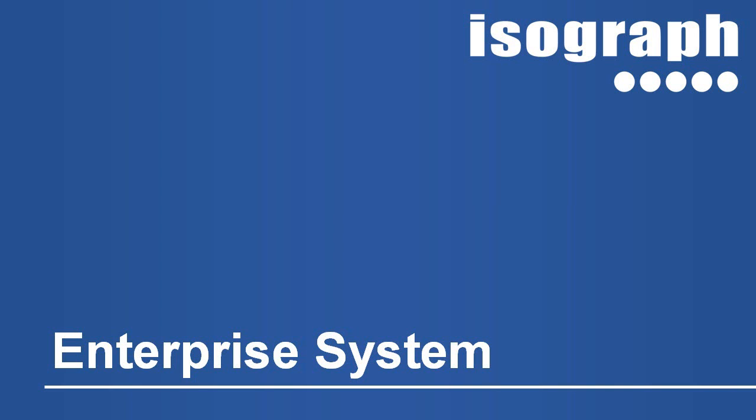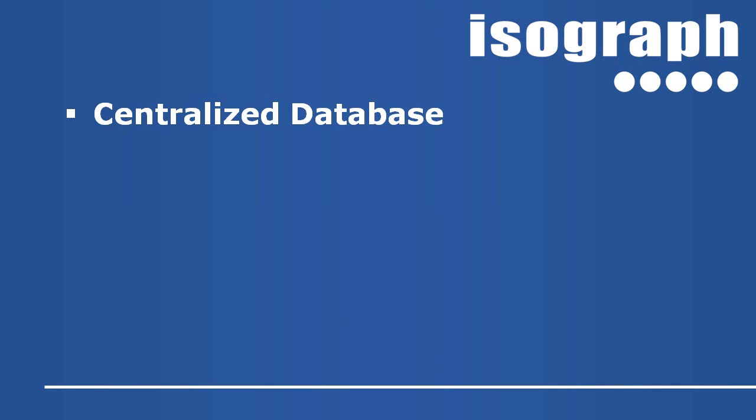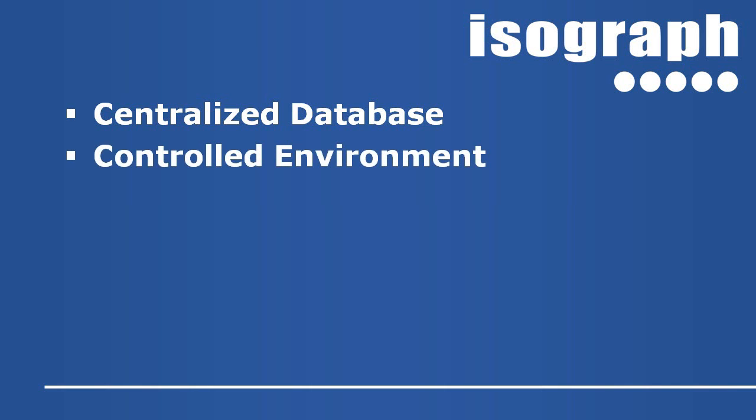Hello, and welcome to the online demonstration of Isograph's Enterprise System, a project library database that provides organizations with a powerful and flexible system for sharing and controlling information in Isograph software projects. The Enterprise System allows organizations to install a centralized database system containing projects and libraries in a controlled environment.